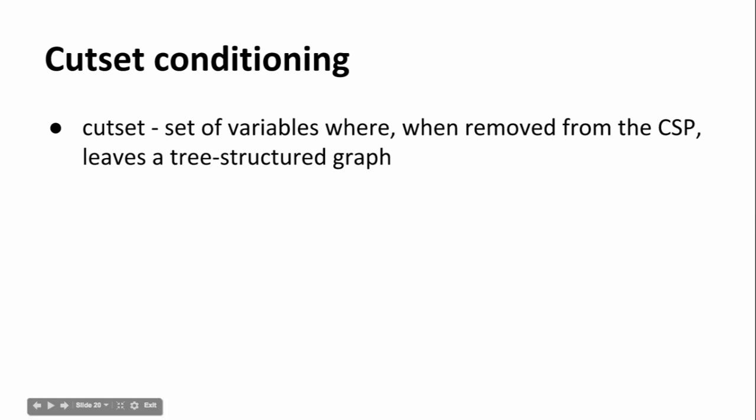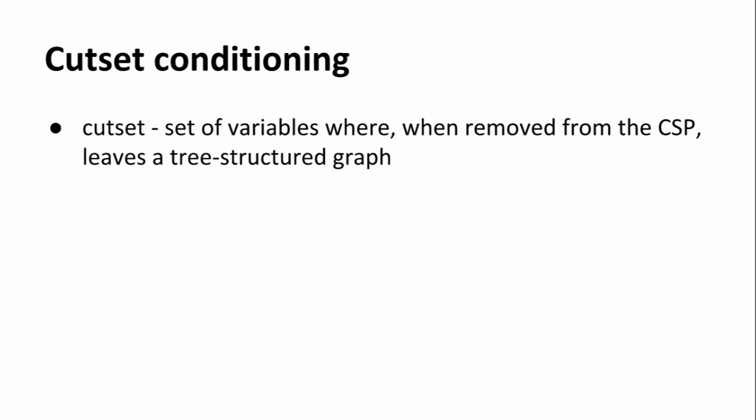Okay, so now that we know how to solve these tree-structured CSPs, it would be nice if we could change our other CSPs into tree-structured CSPs so we could solve them more easily. That's where Cutset Conditioning comes in. So first, let's define a cutset. A cutset is going to be a set of variables where if you remove those variables from the CSP, the remainder of the CSP becomes a tree-structured graph that we can solve easily.